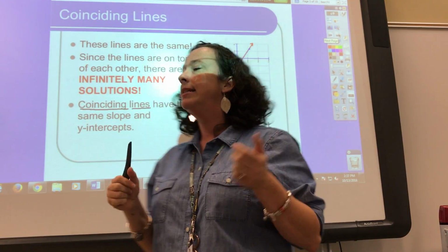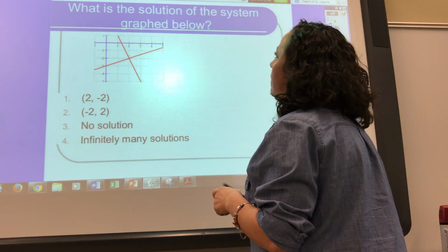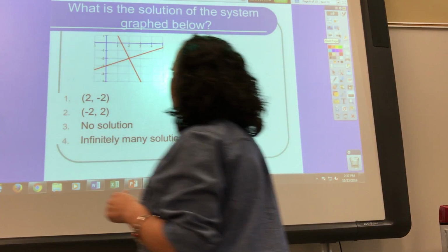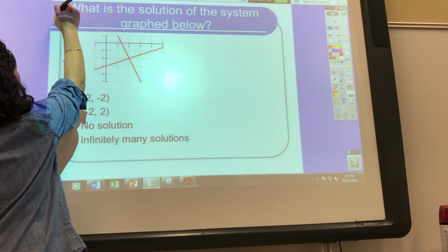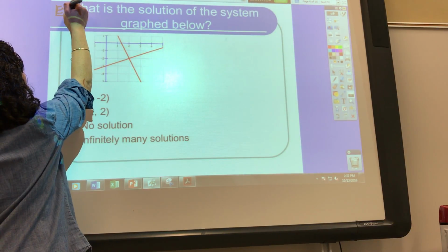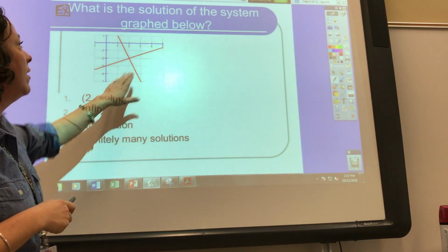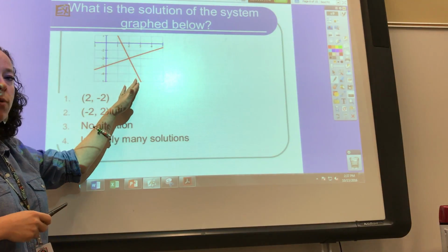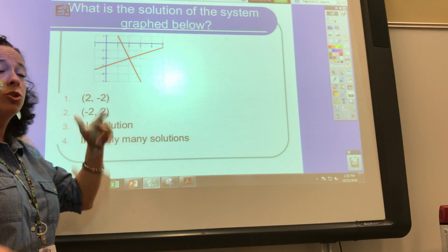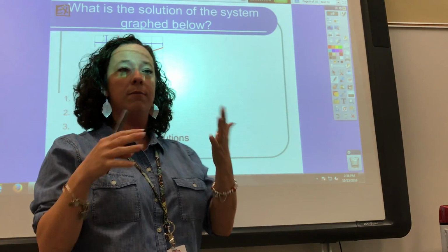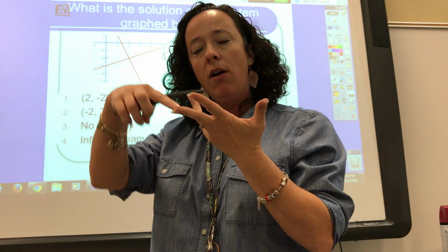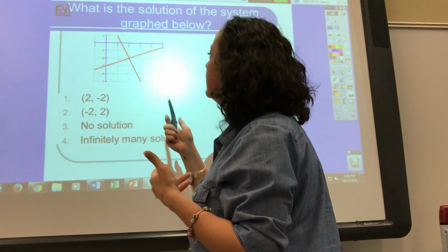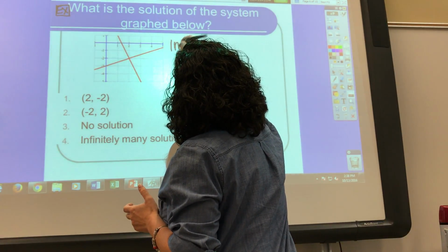It's infinitely many solutions. All right, so now this is an example, and it says, what is the solution of the system graphed below? So we have a system of equations graphed, and remember, there's three types of systems. They intersect, they are parallel, or they're the same line. What are these? These are intersecting.